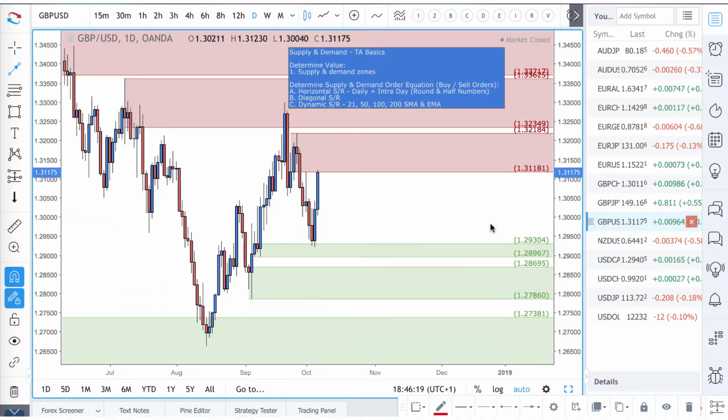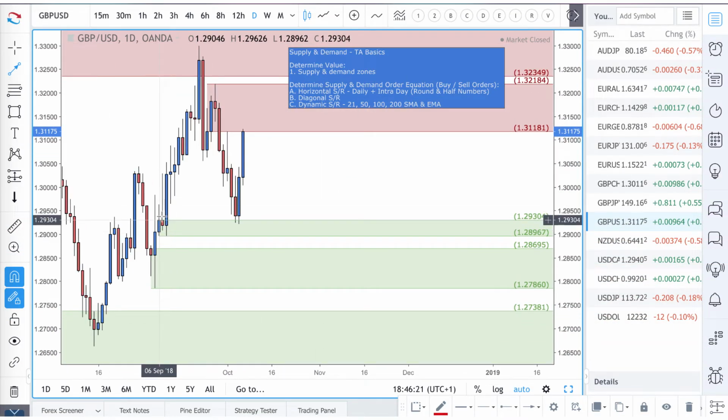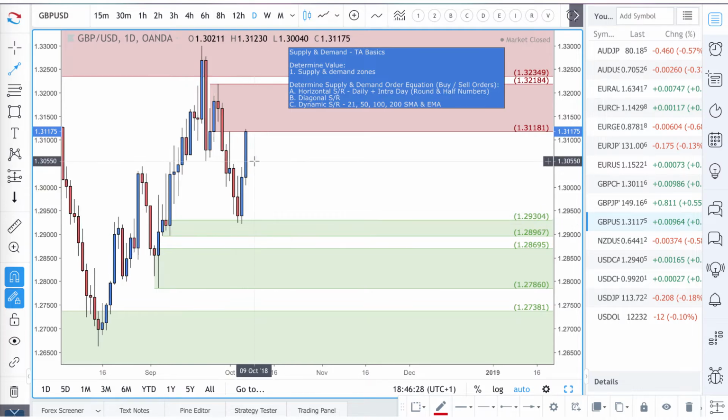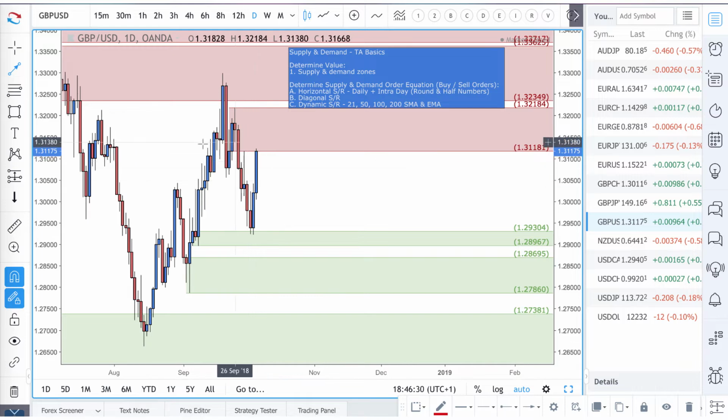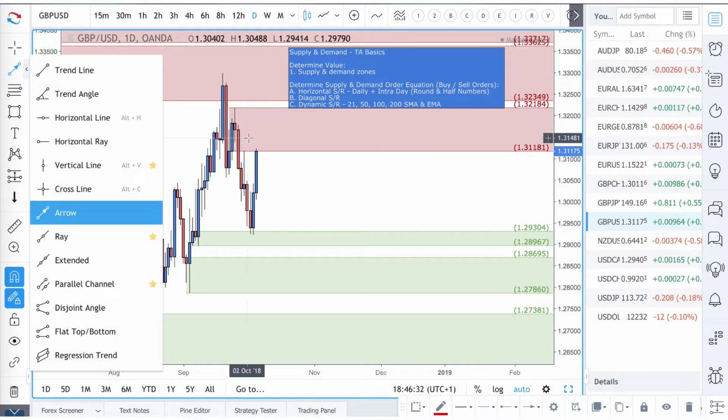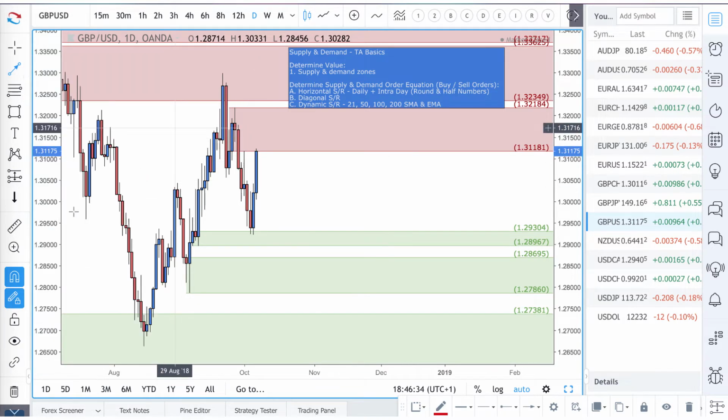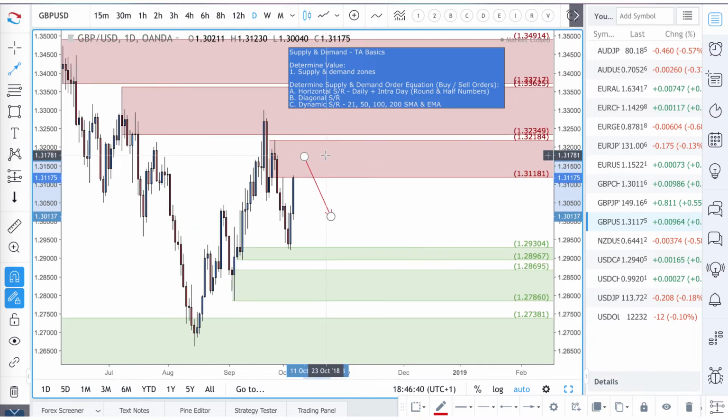Moving on to the pound dollar. So the pound dollar, we reacted off of this demand zone here, and now we're up into supply. So if you're looking to get short and you feel that the US dollar is going to get stronger against the pound, this is probably the area you're looking for.